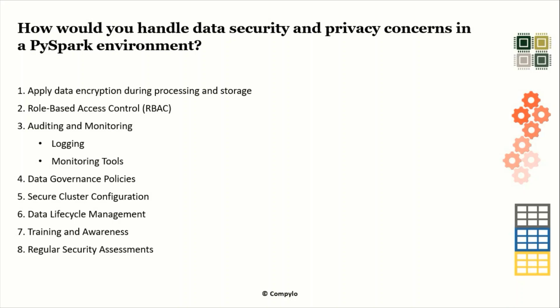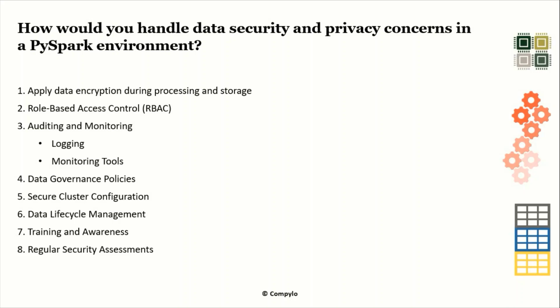We can implement role-based access control to restrict access to sensitive data based on user roles. We can use identity and access management, that is IAM policies, for fine-grained access control to cloud resources like AWS and Azure. Under auditing and monitoring, we can implement detailed logging to track data access and transformations, making it easier to audit actions. Also, we can use monitoring tools to detect unauthorized access or unusual activity in our Spark environment.